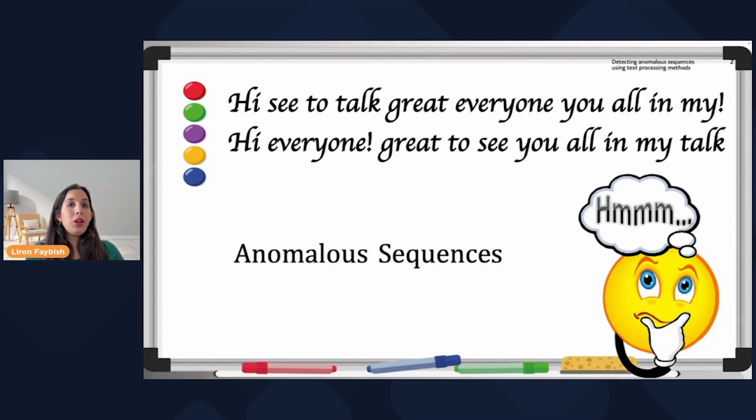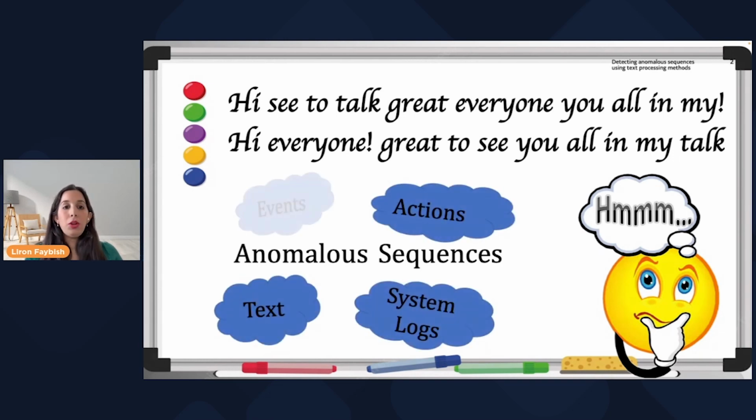So detecting anomalous sequences is a common problem, where you need to distinguish between normal sequences and the weird ones. This example is related to text sequences, which are sentences. But there are a lot of types of sequences. Basically, it's any collection of items that are organized in a certain order and that the position of each item has a meaning. You can also think about sequences of actions, system logs, events, and so on.